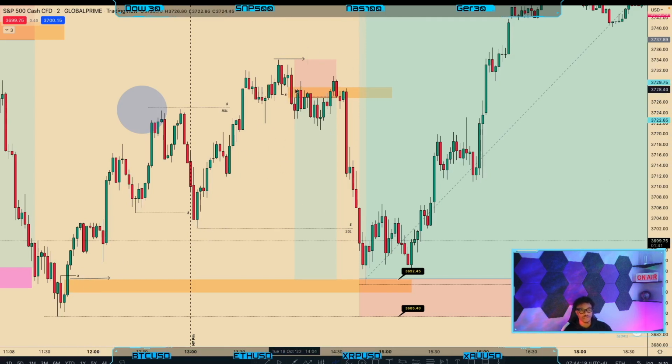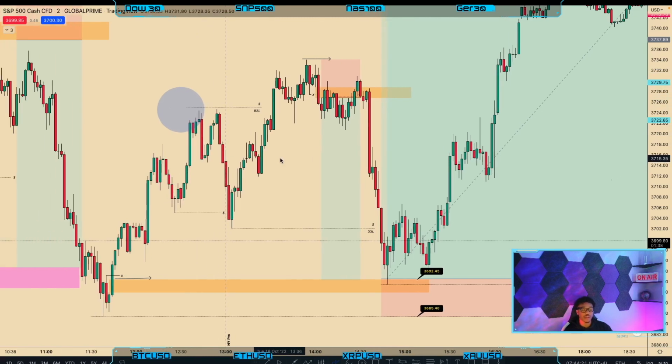Now, you can even break this down to the M1 time frame. The M1 time frame was absolutely perfect within this area, but my go-to for my entries are usually the M5 or the M2. But the M1 left a beautiful entry right here within this area as well.